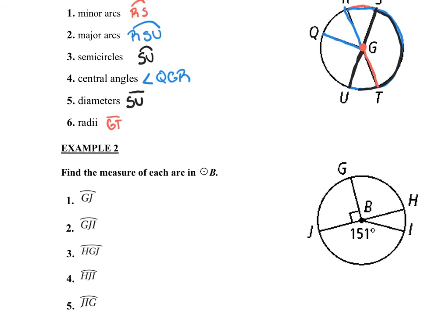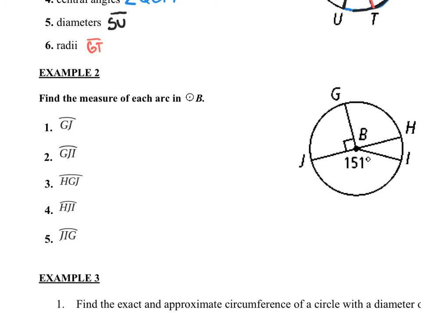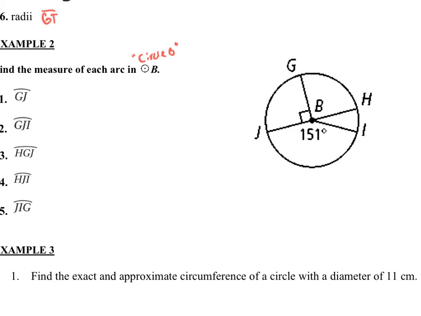Example 2. Now we're going to start looking at how to find the measure of each arc, and again, that notation means circle B. A couple things we need to know before we start doing these calculations is how to find the measures of these arcs. First, if we're trying to find the measure of a minor arc, that is just equal to the measure of the corresponding central angle.